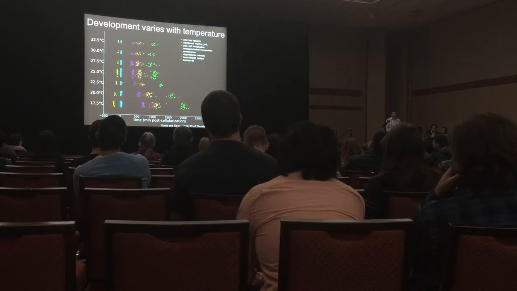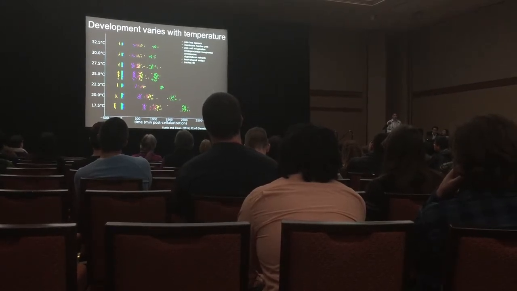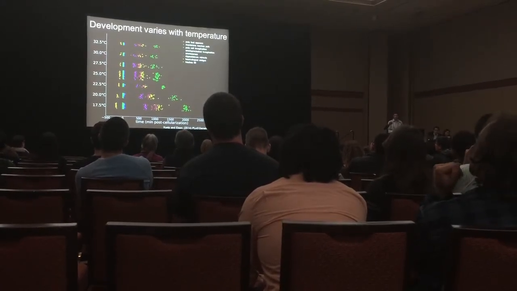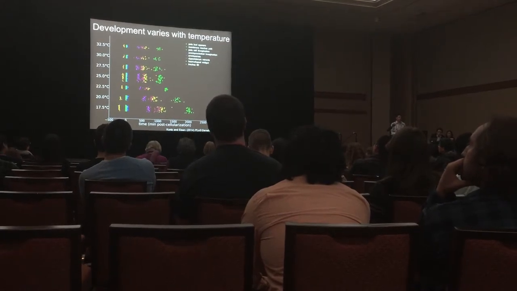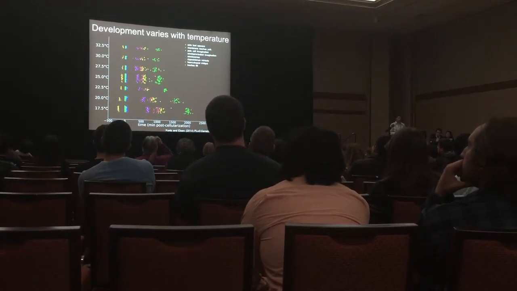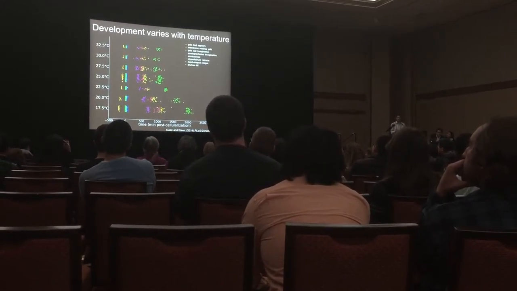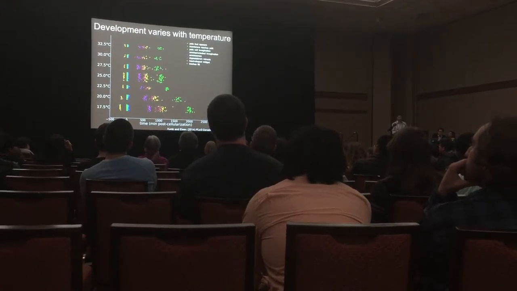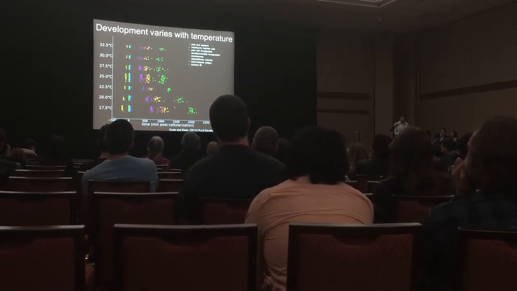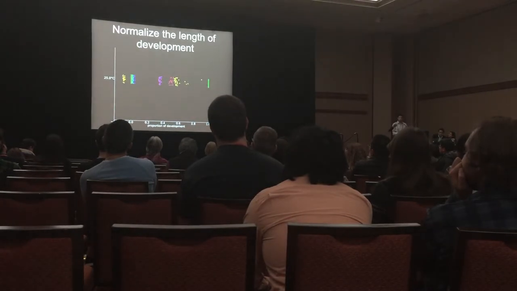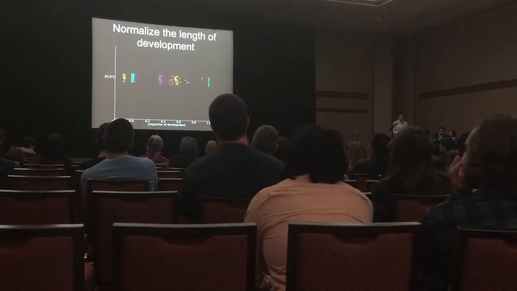So we can see that total development time follows that exponential curve. And then each of the events also seems to follow the trend. The question is, are we having some morphological events that are getting longer or shorter? Are they responding differently to temperature? So what we can do is then normalize how we look at development.